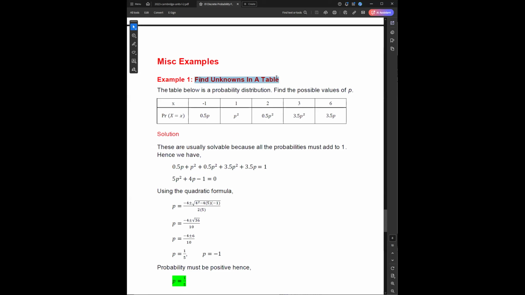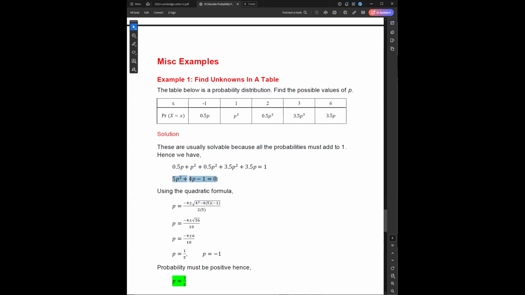The way that you solve these types of equations, if you're trying to solve for p in this situation, you're pretty much always going to rely on the fact that everything has to add up to 1. If everything has to add up to 1, that gives you an equation that you can solve. So you're just going to grab each of these terms individually, add them all together, and set it equal to 1.